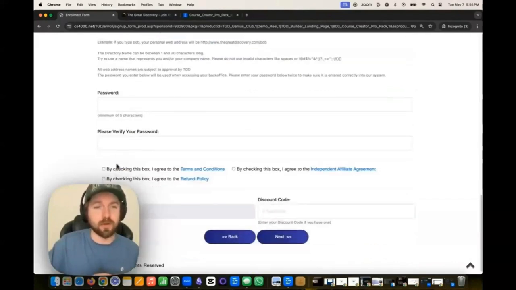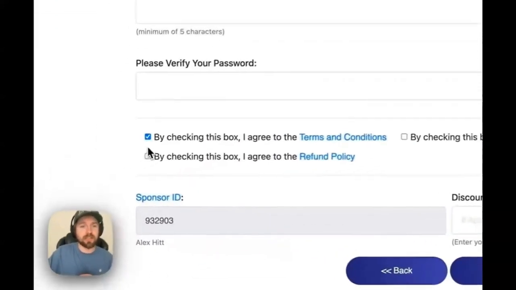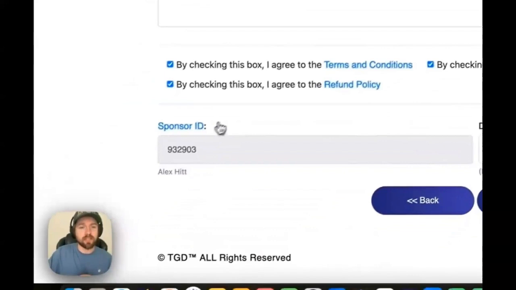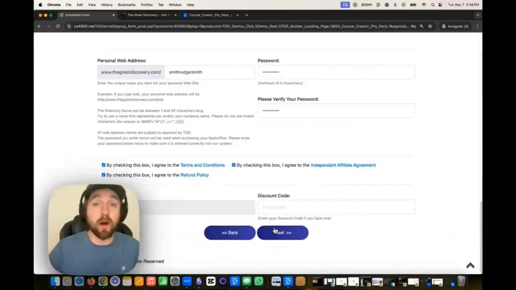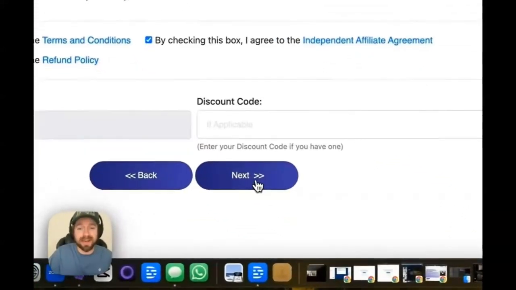Then you want to do your password. Then check these 3 boxes here. Make sure your affiliate ID is in the bottom left-hand corner. Everybody must have a sponsor ID or an affiliate ID. If you do not have one, you can use mine. Once you fill out all of that information, and you do have to fill out all of it, go ahead and click on the right option at the bottom, next. Blue button at the bottom, next.